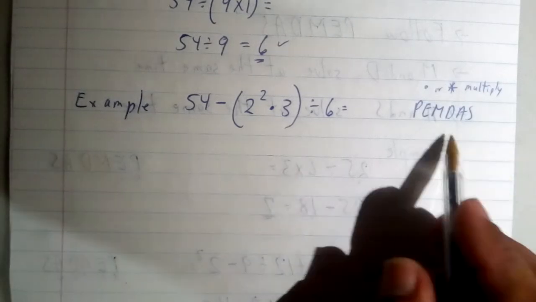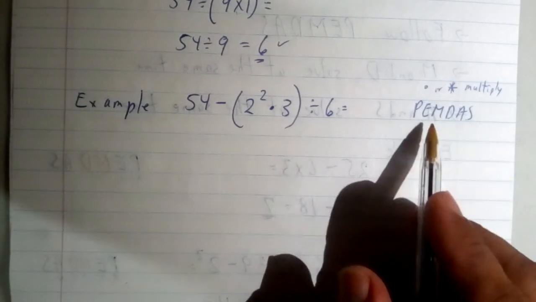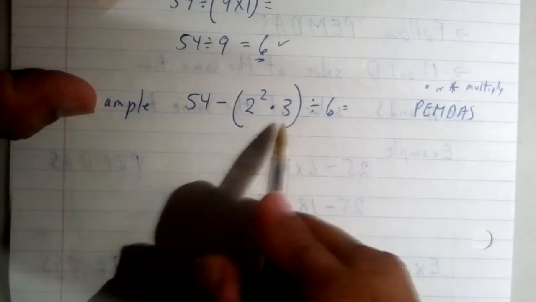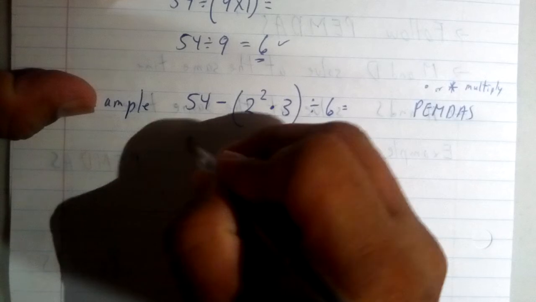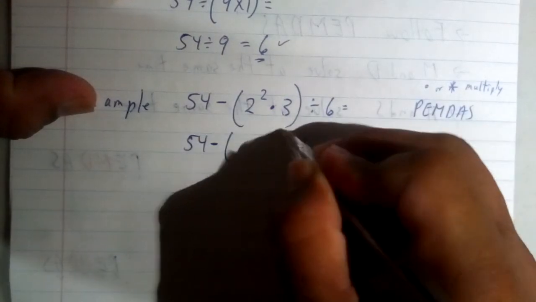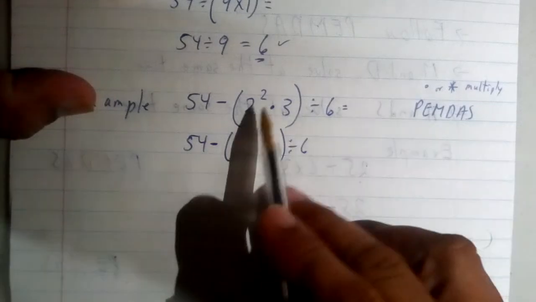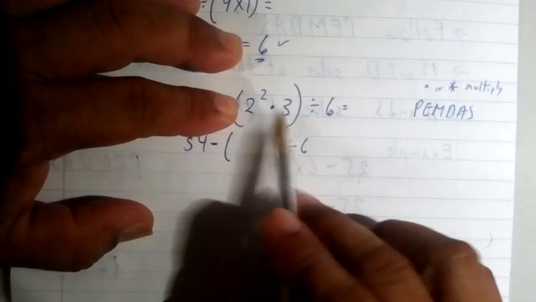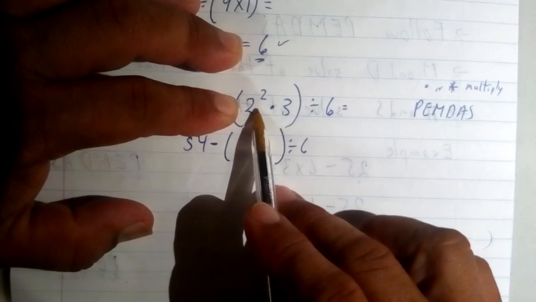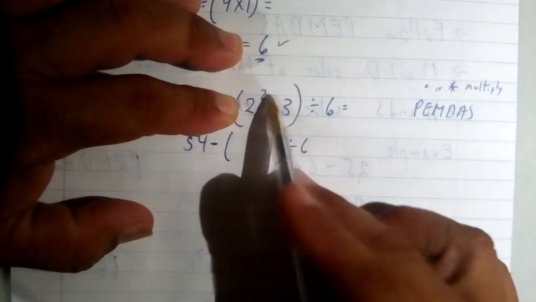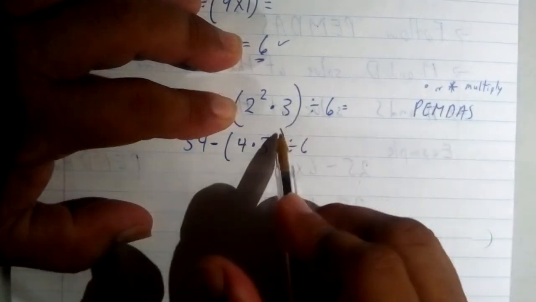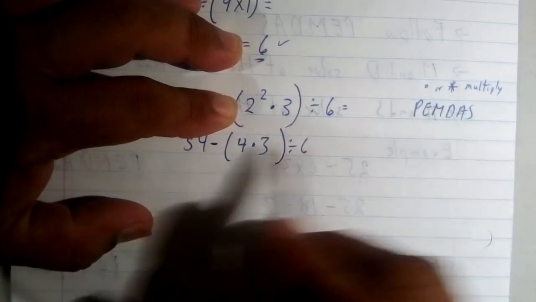So we look at PEMDAS. What does PEMDAS say? Parentheses first. Excellent. So we need to work with whatever is inside of the parentheses. Let's bring down the 54, the minus, the division by 6, parentheses till it. Whatever is inside, we have exponents. Exponent inside of the parentheses. So therefore we must do the exponents first before this multiplication. And 2 squared is going to give us 4 times 3. We're still in the parentheses. Now we do multiplication, which is in the parentheses.